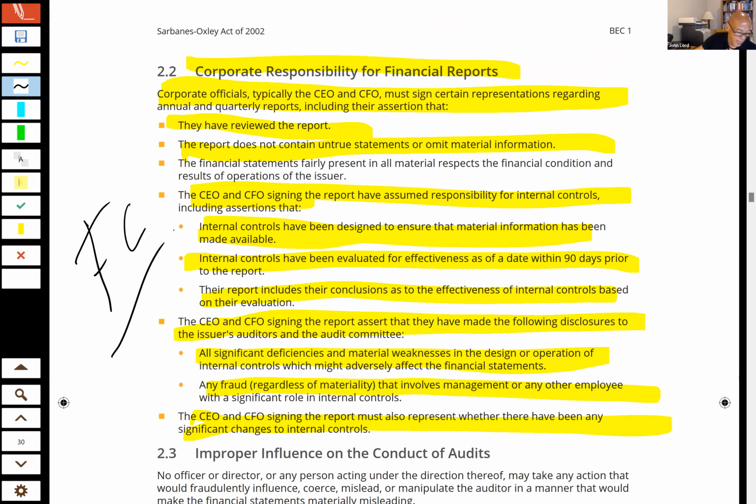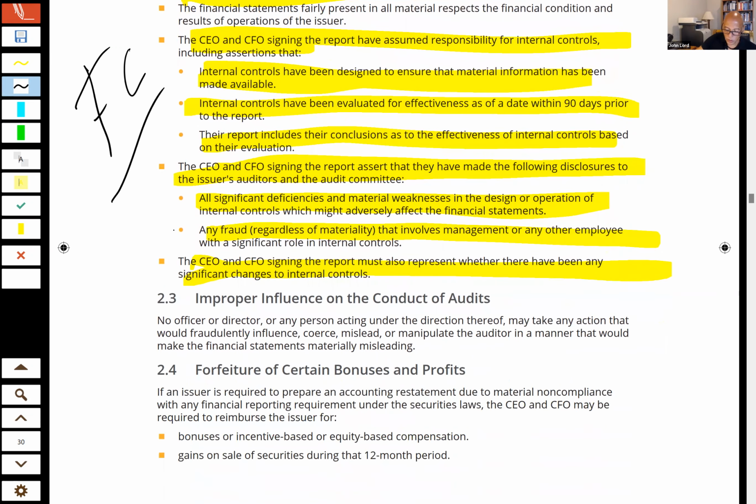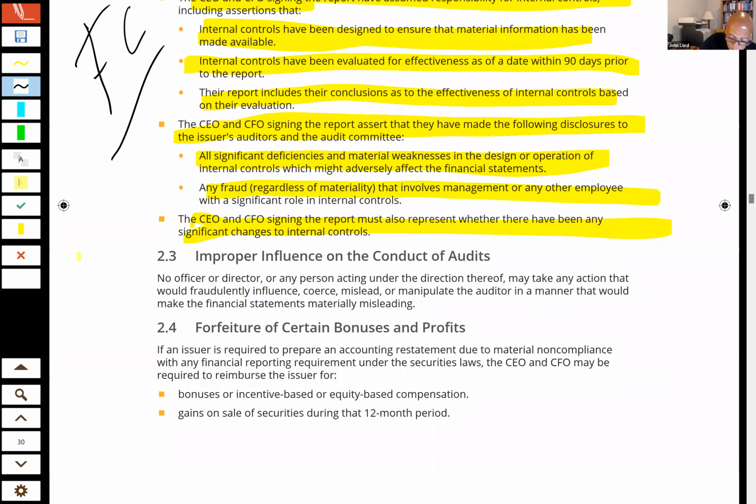Now, what happens? As a CEO, CFO, et cetera, you will have to forfeit any bonuses if there has been a restatement due to material noncompliance with financial reporting requirements. That includes bonuses for incentive-based or equity-based compensation, and gains on sales of securities during the last 12 months. Flashcard that.